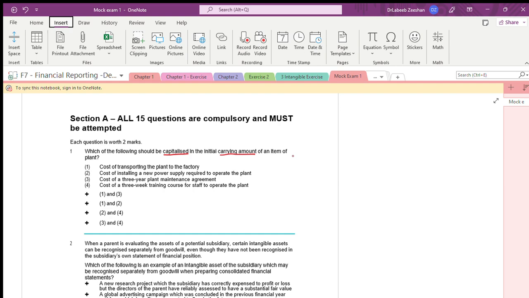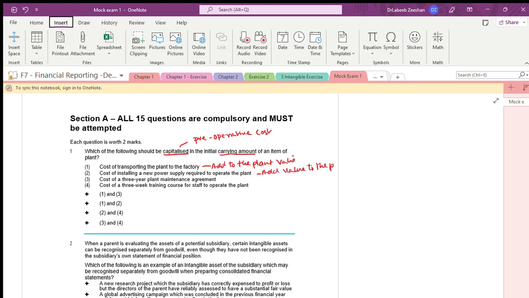One and two. One and three. Pardon? 1 and 3. See, cost of transportation to the plant, what will happen? It will add to the plant value. What is capitalization? Capitalization means pre-operative. Is that a pre-operative cost? Okay, this is pre-operative. Cost of installation also will add value to the plant.